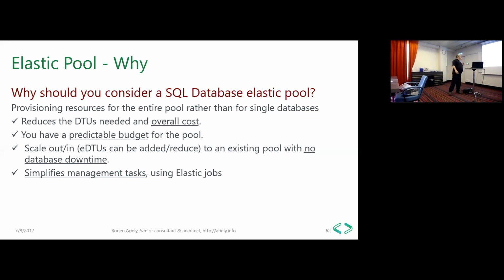Okay, we are back. We need to think about why to move to Elastic Pool, and you can notice the first reason, which is basically what I covered until now. Money. We can lower our expenses. So this is a very important, maybe the most important reason, but there are other very important reasons. The second reason is predictable budget.